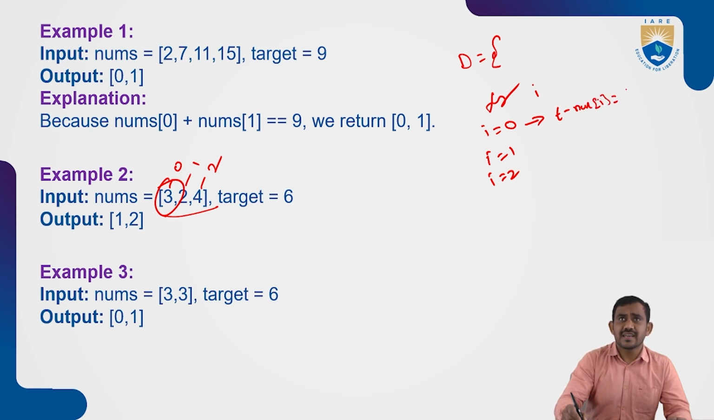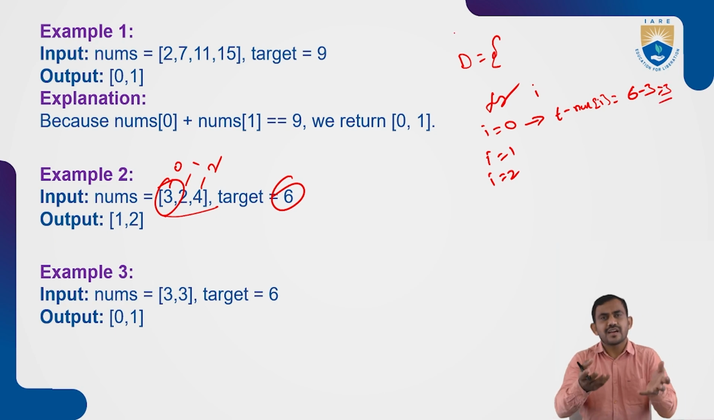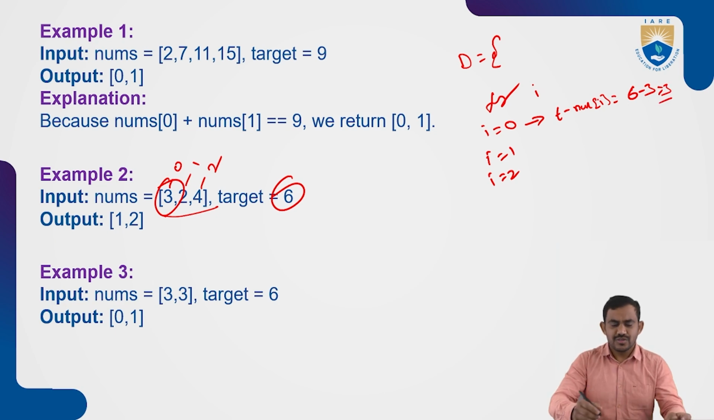Now what is the target? Target equals 6 is your target. He has given the target equal to 6. 6 minus 3 is 3. Is 3 in your dictionary? The starting dictionary is empty, so I don't have the value. So what is your particular nums of i? Don't bother about this value. This is for checking purposes.